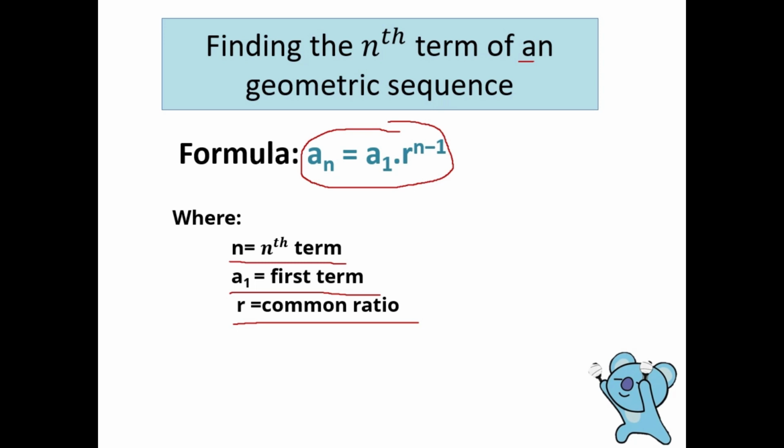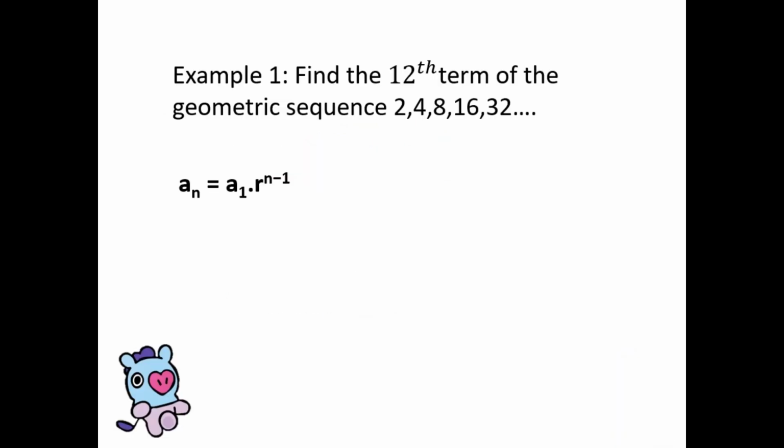Let us start example number 1. Find the 12th term of the geometric sequence 2, 4, 8, 16, 32. Again, we are talking about geometric sequence. We are done with arithmetic. So again, geometric sequence, you stick with your mind that we are either multiplying or dividing in order to solve for the value of r. And as you can see here, the r is not yet given. Let us identify first what is the value of r.